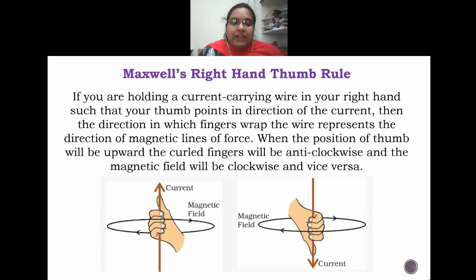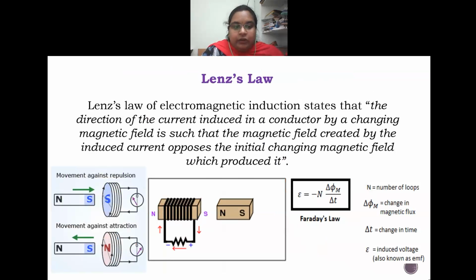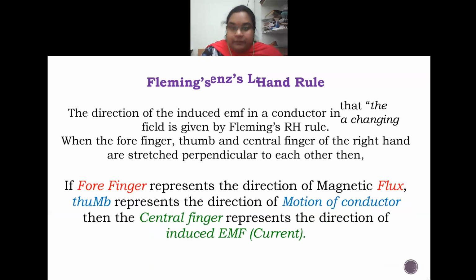Again we have seen Maxwell's right-hand thumb rule, which gives us the direction of the magnetic field. If we are holding a current-carrying conductor in our right hand, and the direction of the current is indicated by the thumb, then the curl of the fingers gives us the direction of the magnetic field. And again we have seen Lenz's law. This is similar to Newton's third law of motion. That means the result will always oppose the source. That is Lenz's law.